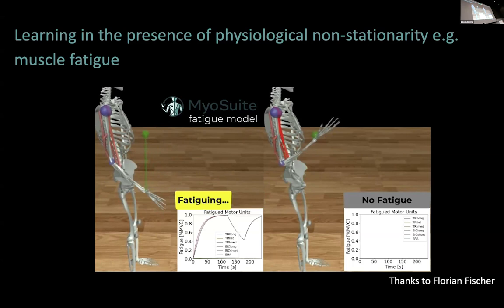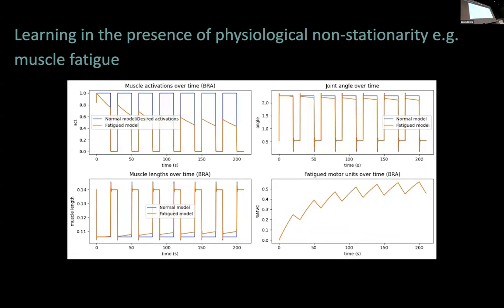Now, we use this example to say that this is a fully observable system. You have access to all the information, all the forces, and any position of the body during this task. Just in the example of the fatigue, you have access to the muscle activation over time that you see on the top left: in blue, the desired activation, and in orange, the fatigue model.